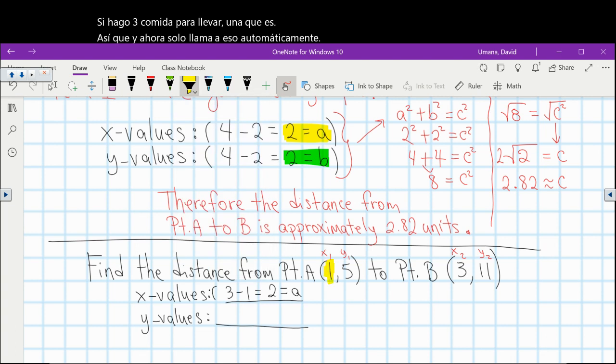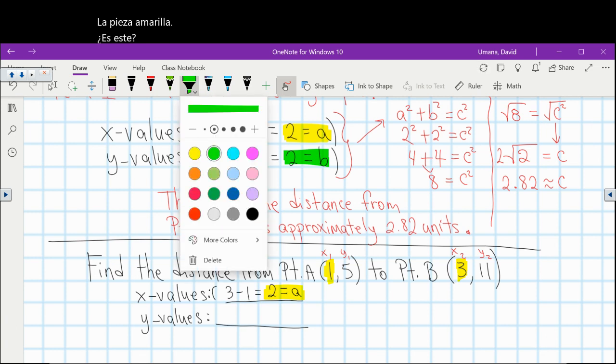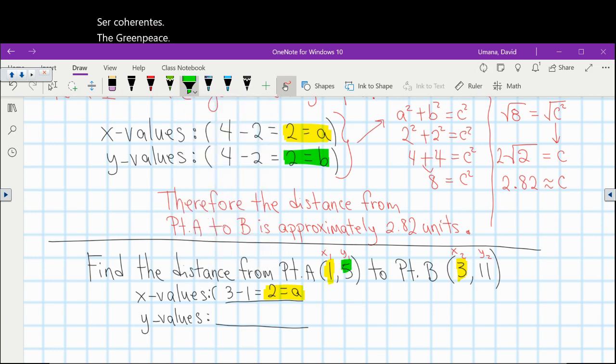So the yellow piece is this one. To be consistent, the green piece will be these two. So what am I subtracting now? So I'll say 11 take away 5, and that makes 6. So that is B.